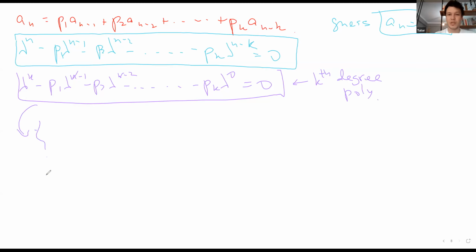So this is 1% of the time. Very, very unlikely you're going to get it. But if you get it, somehow you need to figure out what the roots are.